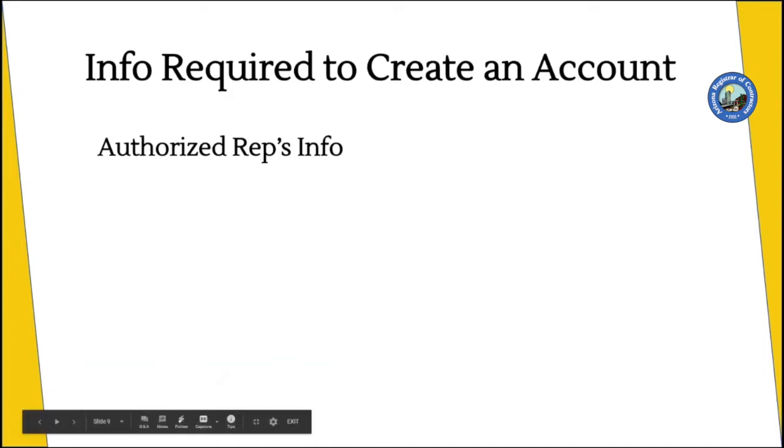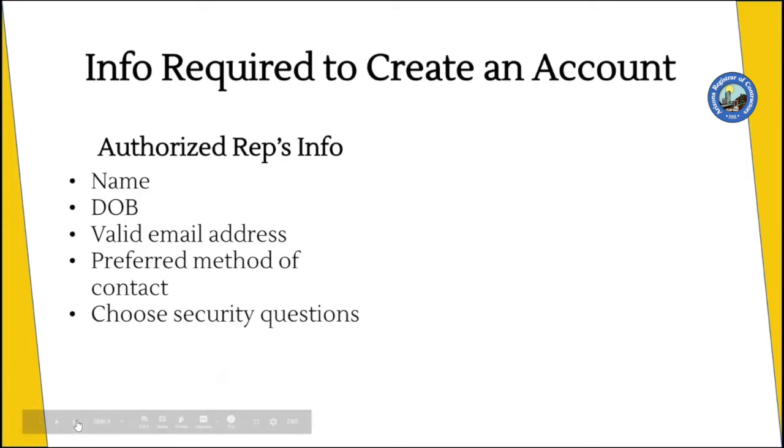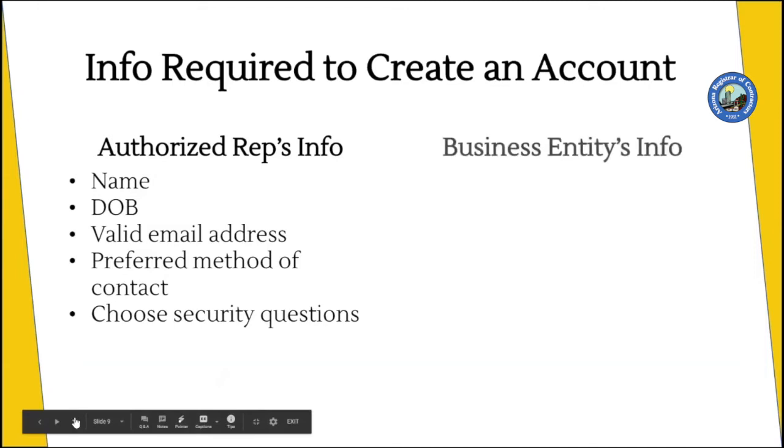So the first step in creating an account is you need to have your authorized representative's information. So that includes their name, their date of birth. They need to have a valid email address. A lot of communication with the portal is sent via email, so you want to make sure that's a good email address that's checked frequently. You need to indicate what your preferred method of contact is. And there's some security questions to set up in case you ever get logged out or locked out of that account. Then you can enter your security questions to be able to have access again.